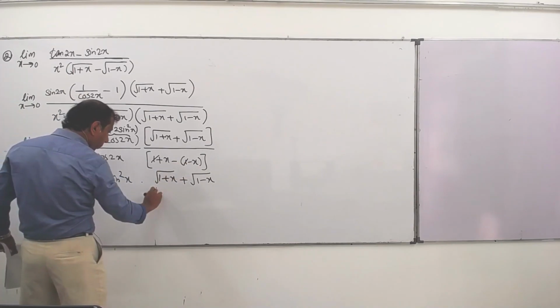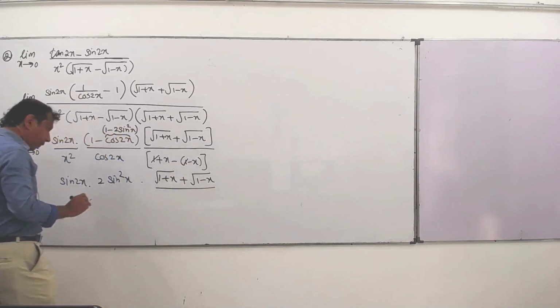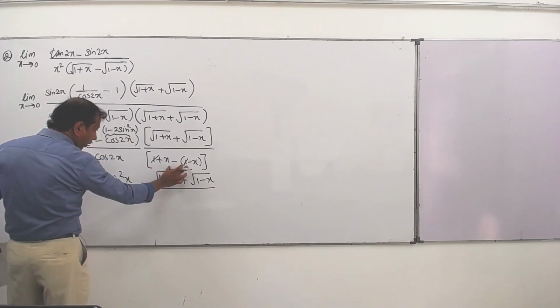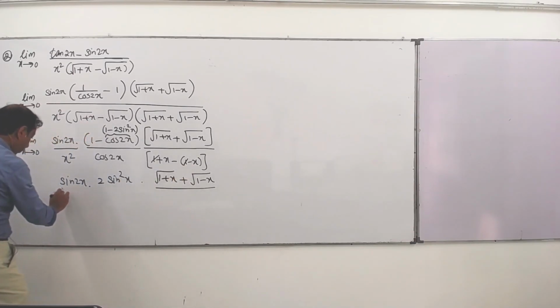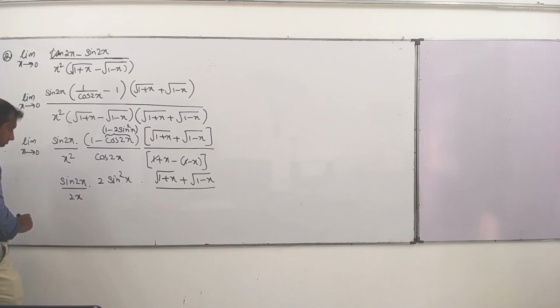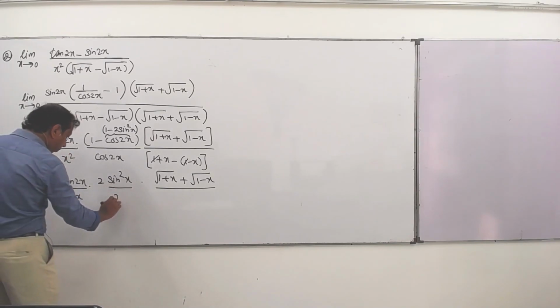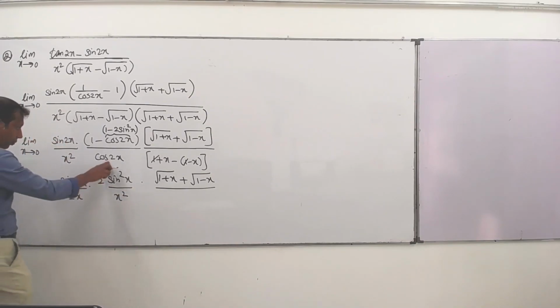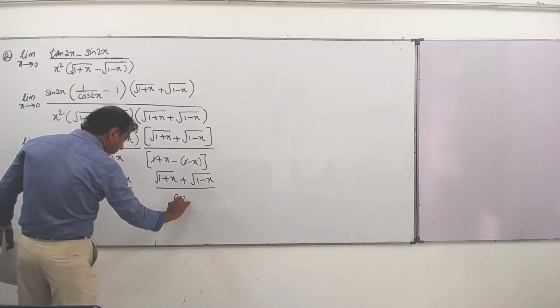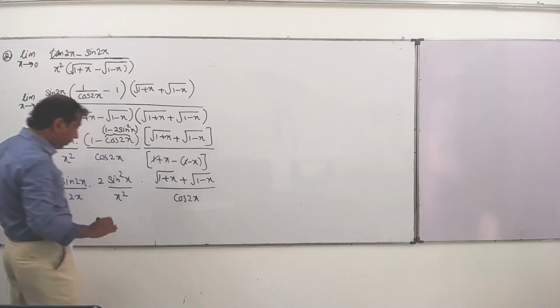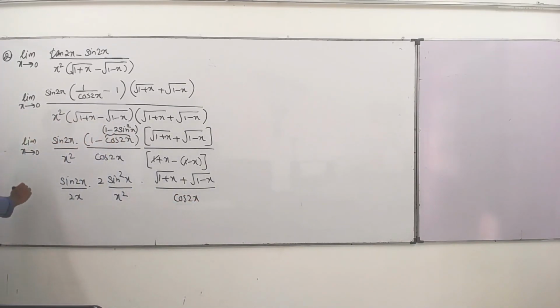Here we get, people, minus minus plus, no? 2x. Right. Then here the 2x we get, I write here. And this x squared, I write here, and this cos 2x, I write here. Okay, no? Now limit going to 0.